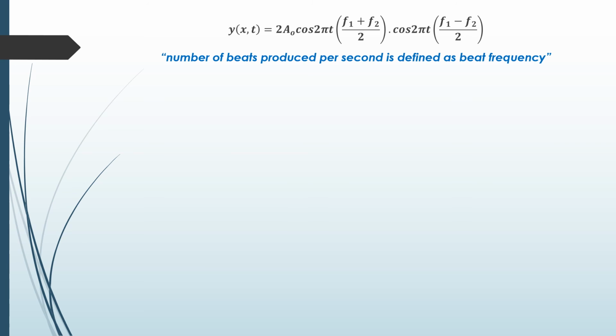Okay, and now in this expression, y(x,t) = 2a₀ cos[2πt(f1+f2)/2] cos[2πt(f1−f2)/2]. So this f1 minus f2 is actually the beat frequency, and this (f1+f2)/2 is the average frequency. If we talk about beat frequency, it is the number of beats produced per second, and it is equal to the difference of the frequencies of the two waves.